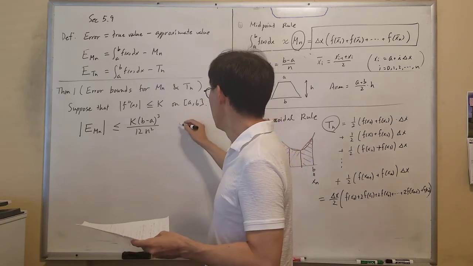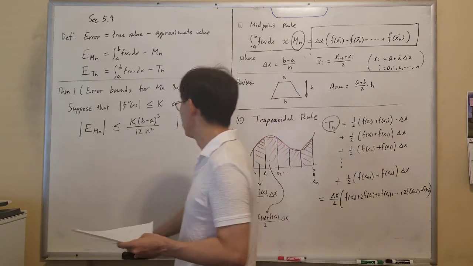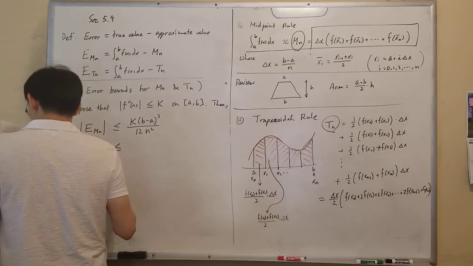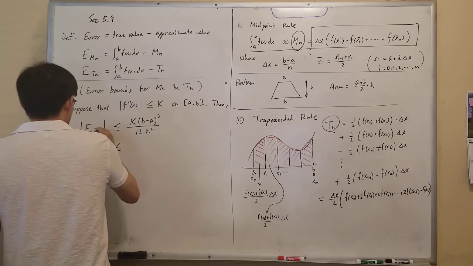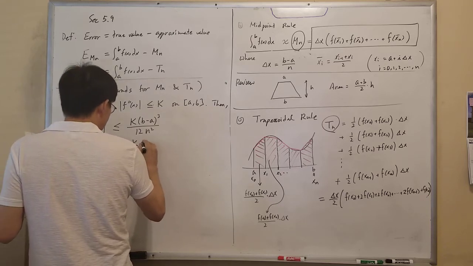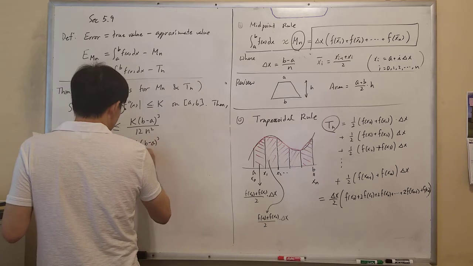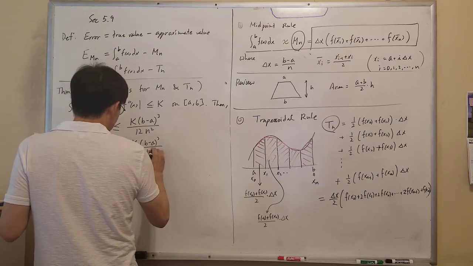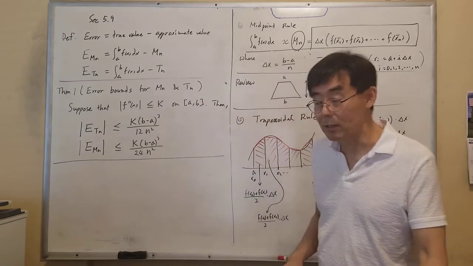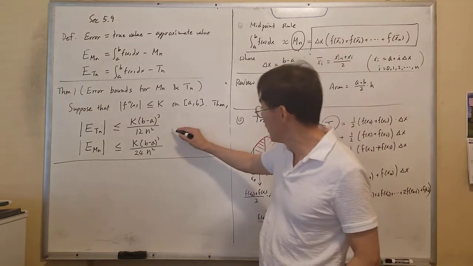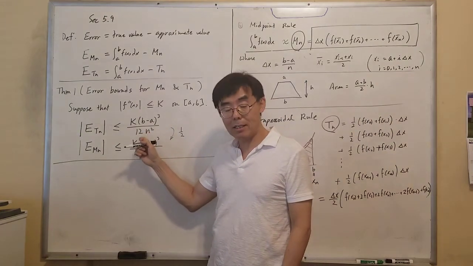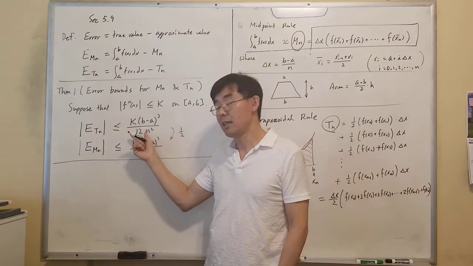Okay? And the error from the trapezoidal rule will be less than or equal to k times (b minus a) to the third over 24 n squared. It is very interesting. So this is 1/2 of this term. So this value is the maximum possible size of the error, the worst case scenario.